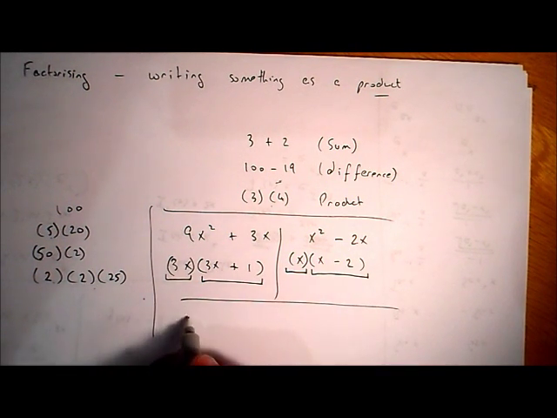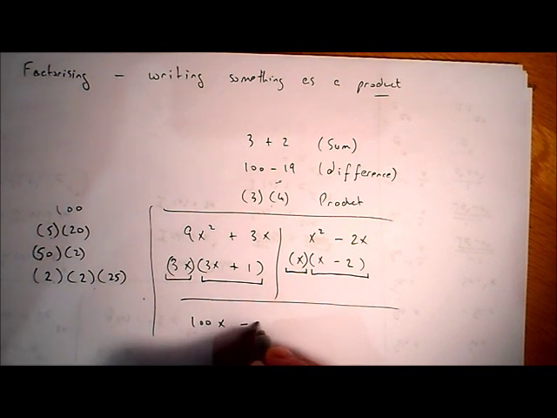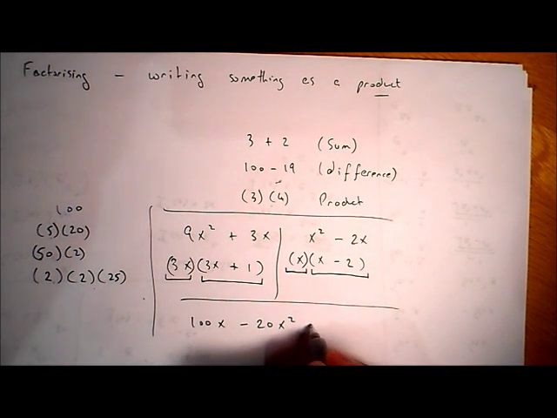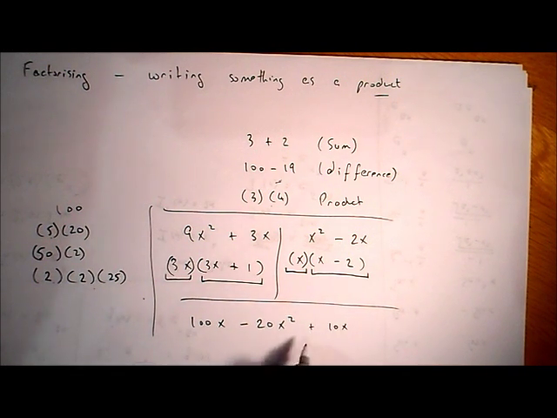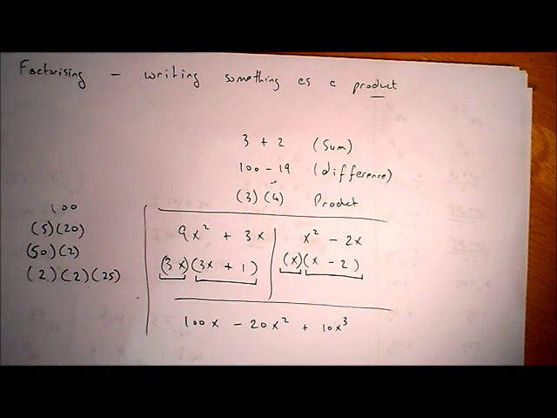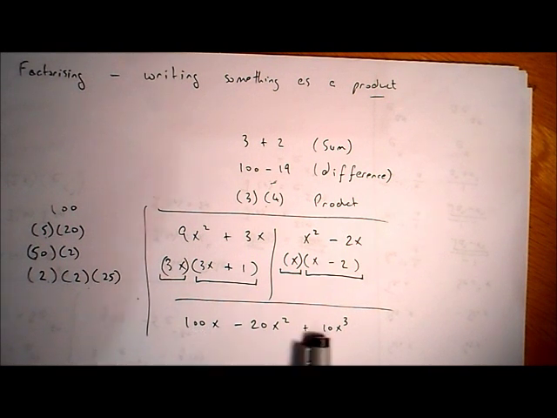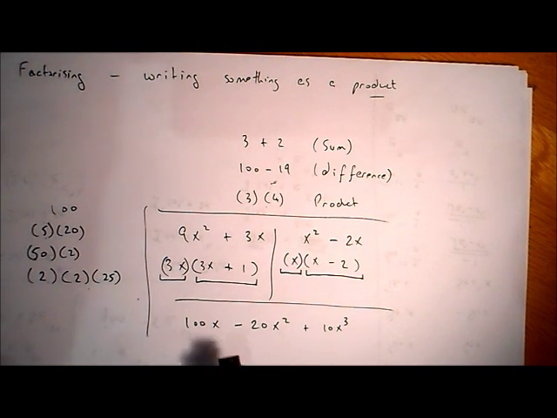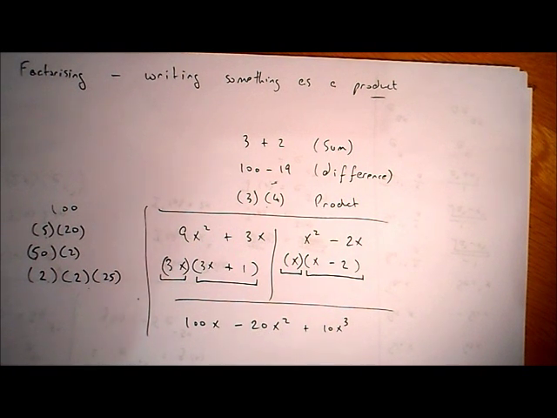Let's have a look at one other one. Let's say 100x minus 20x squared, plus, let's say, 10x cubed. Again, we find the highest common factor. We can see there's a 10 in each of them, because 100, 20, and 10 can all be divided by 10. There's an x in each of them: here there's just an x, here there's an x squared, and there's an x cubed. So the highest common factor there is going to be 10x.